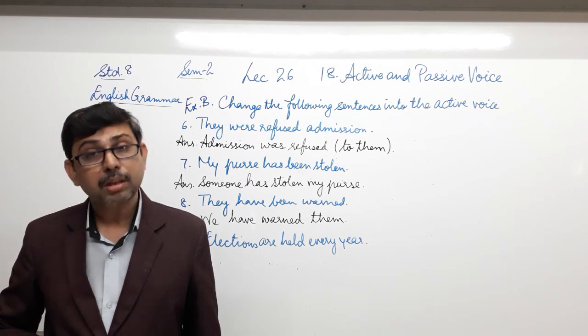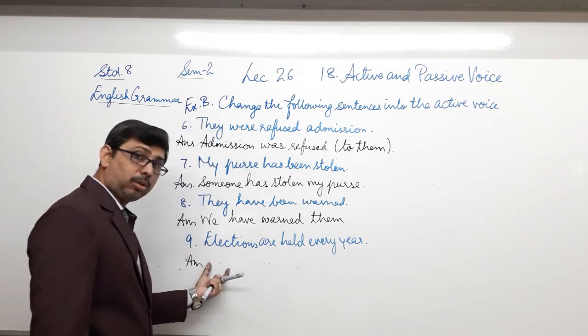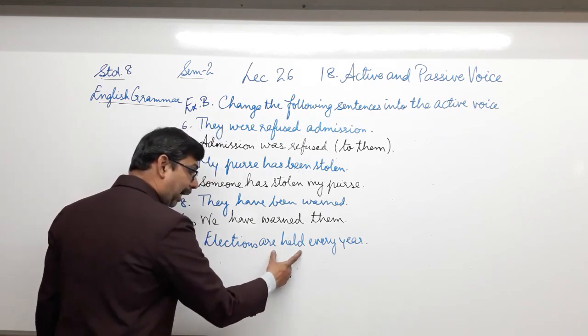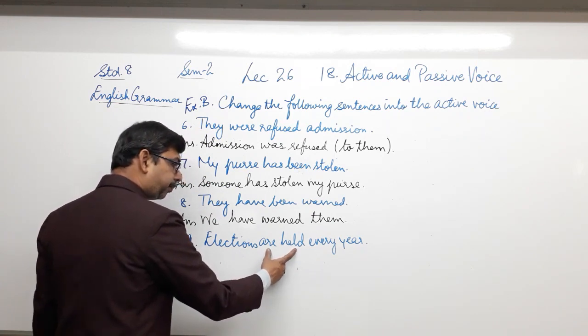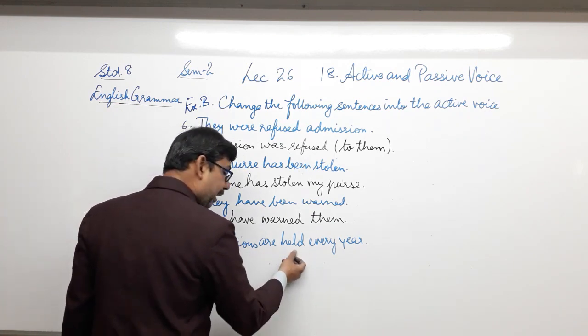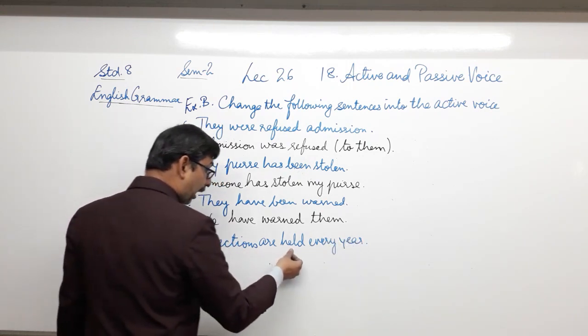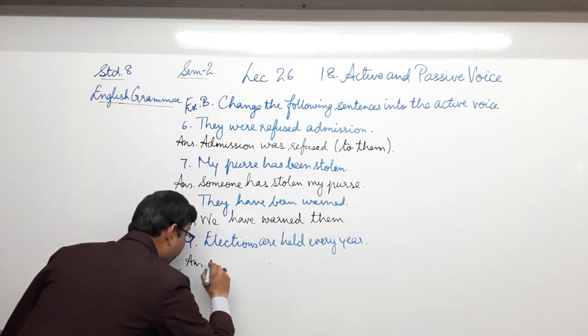As you can see, the words given to you, every year, will become the subject over here. Elections are held when? Every year. Held is the action doing word, are held, indicating the present tense over here. So, elections are held. Held is the past participle form because the sentence is in the passive voice. Elections are held every year. We will begin with the words every year, which will become our subject.